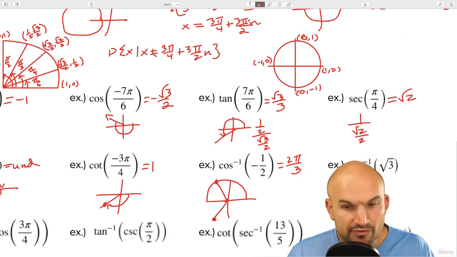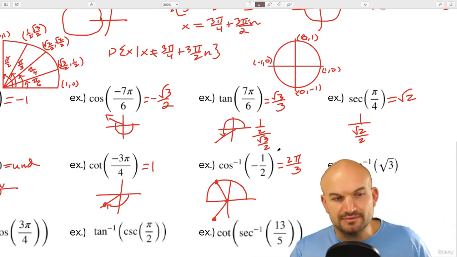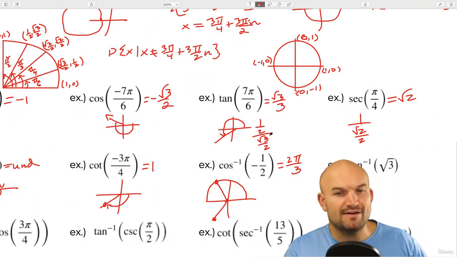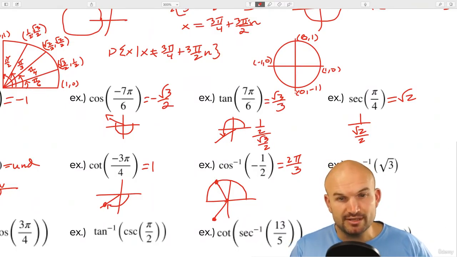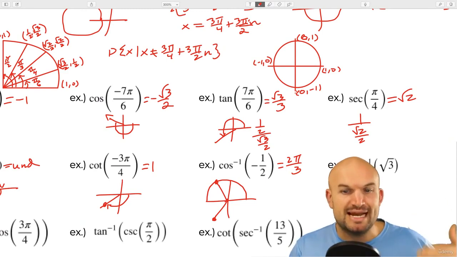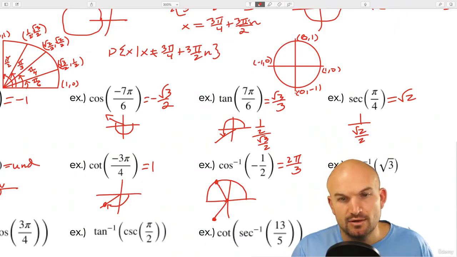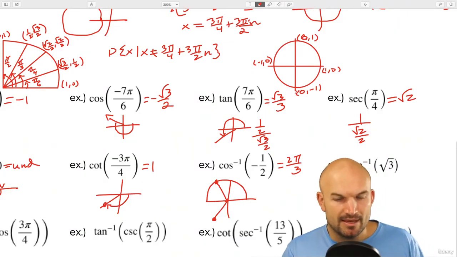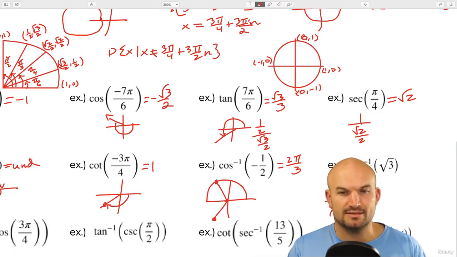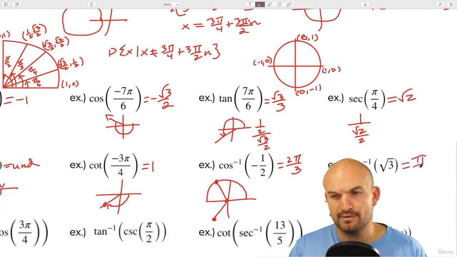Tangent inverse of square root of 3. So again, we kind of talked about this one. We know that 1/2 over square root of 3 over 2 is square root of 3 over 3. So we're looking for the tangent of what angle gives me this ratio. Well, that's going to be square root of 3 over 2 over 1/2, the y over the x, and it looks to me that's going to equal pi over 3.